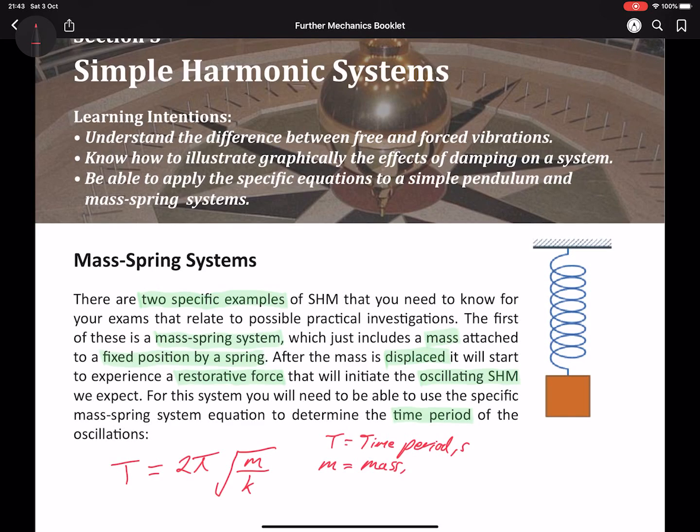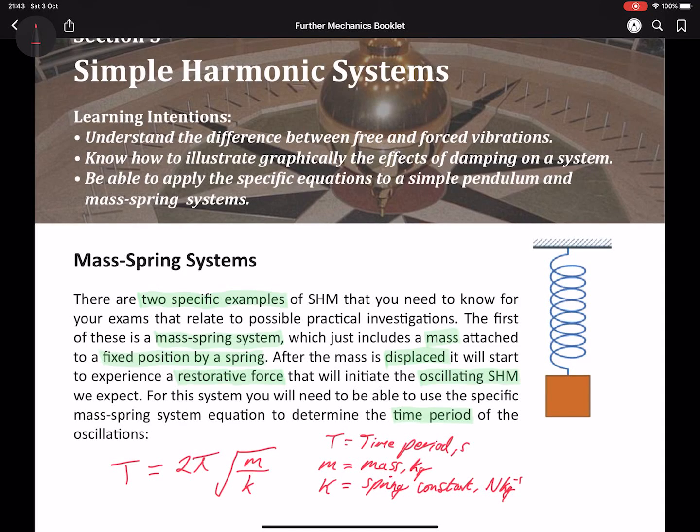k is the feature you might forget. As this is a spring system, k is the spring constant, as you've encountered previously with Hooke's law in the mechanics and materials section. So in newtons per meter.